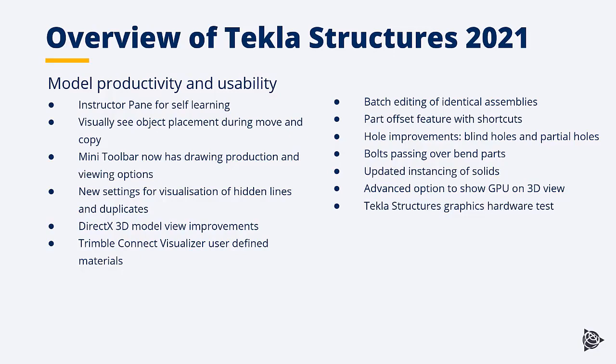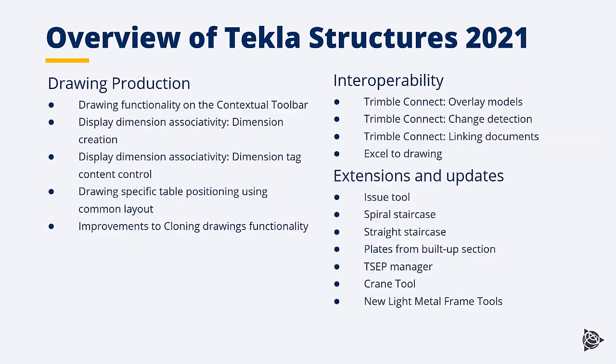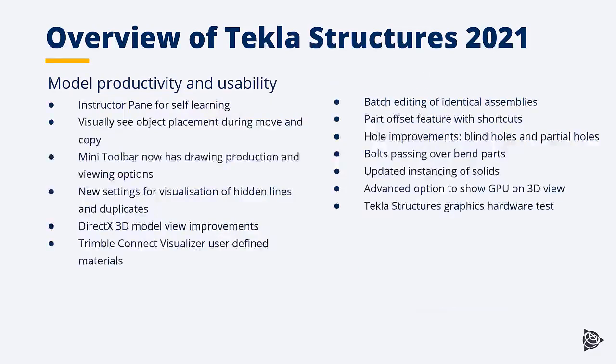These range all the way from model productivity and usability, that's how you use the software, the ease of use and how you can learn it, all the way through to drawing production, such as documentation, drawings themselves, CNC production, that kind of thing. Interoperability, how we work alongside other software, including our own, and also any updates and new features from our Tekla Structures warehouse. So let's take a step-by-step look at the new updates to the software. We'll start first of all with the model productivity and usability improvements.